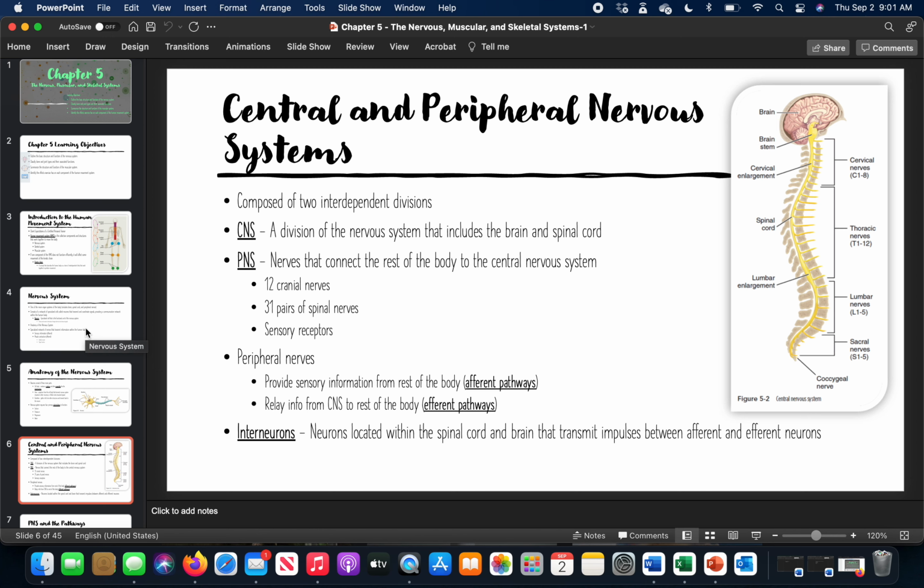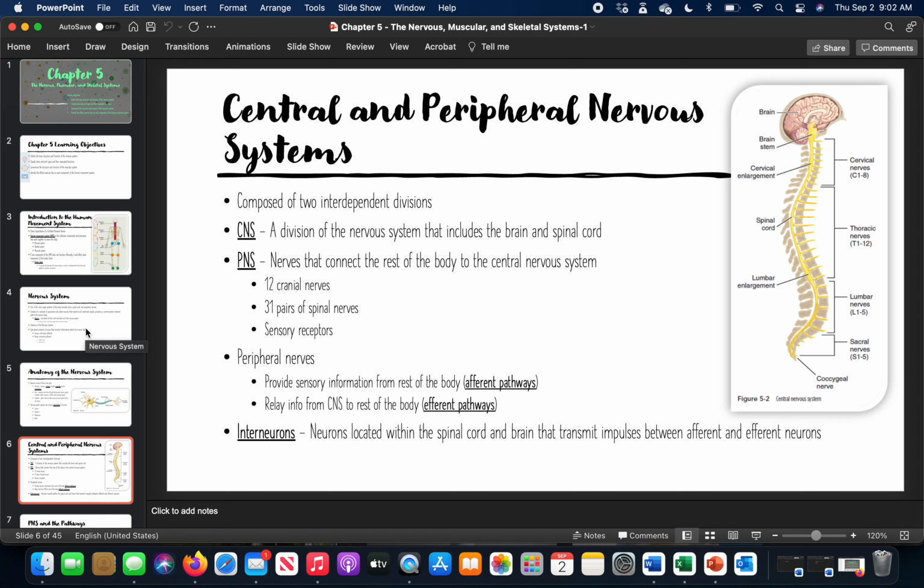For the central nervous system, we said it's divided into the brain and spinal cord. The peripheral nervous system, the PNS, is the point where you have everything going out to the periphery. So you have 12 pairs of cranial nerves, 31 pairs of spinal nerves, and you also have sensory receptors that will detect changes in touch, pressure, and tension, so that you can have that sensory information sent back afferently to then relay information efferently to move as we need.